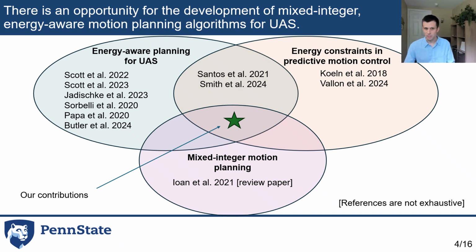The papers in the top center include energy constraints and MPC motion control formulations for UAS, and our work is along these lines as well, but in contrast, we use a mixed integer motion planning formulation. Mixed integer approaches to motion planning have become more popular in recent years, in large part due to computational advances. A challenge with mixed integer approaches is that they tend to be very computationally expensive. A key advantage to these approaches, however, is their expressiveness, as they can model non-convex and disjoint constraints.